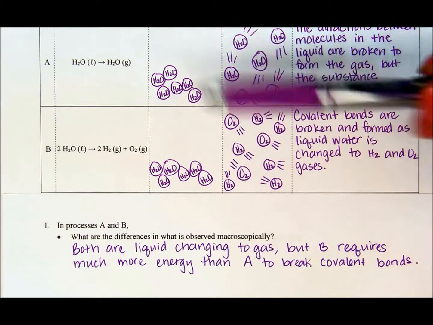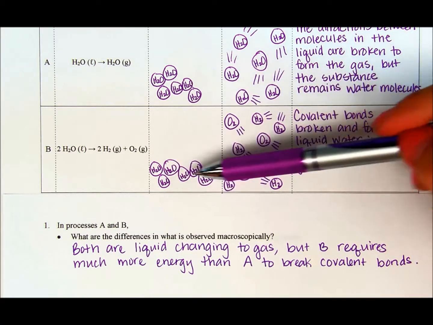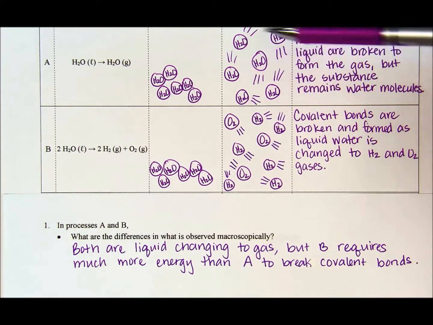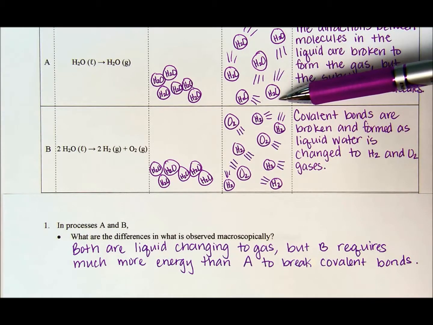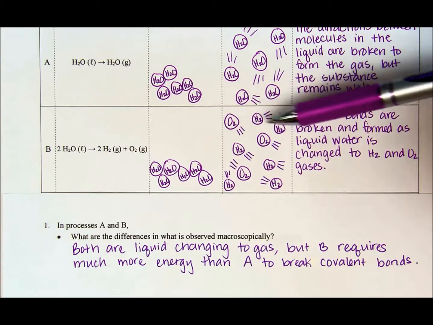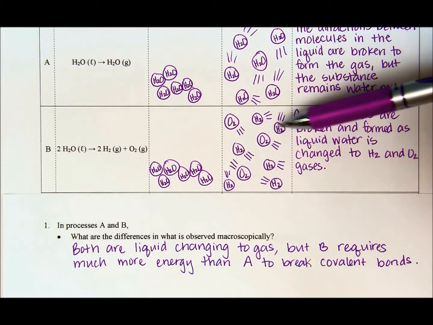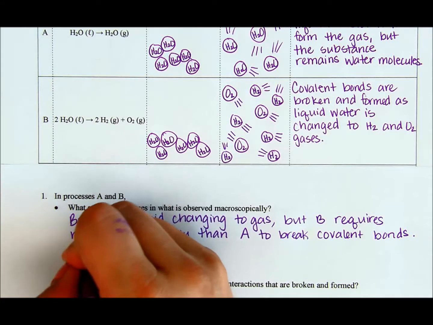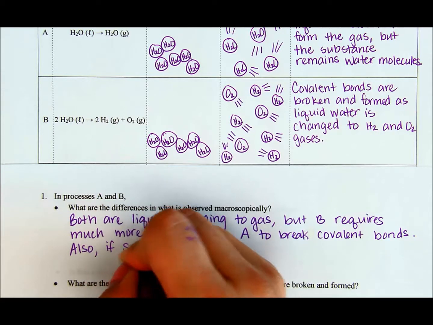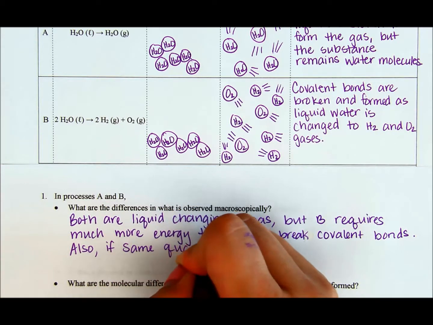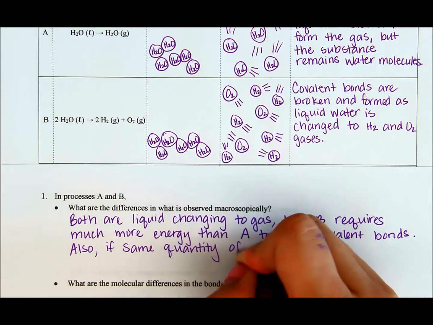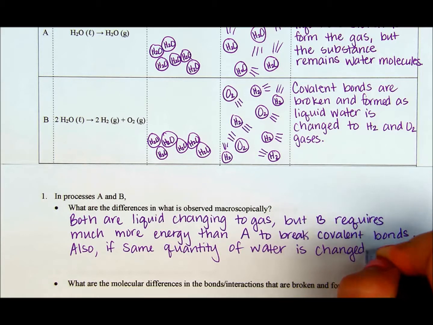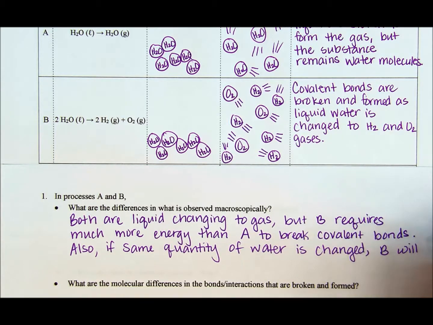Also, if we have the same quantity of water, so here I had, let's just say, 6 moles of H2O. So if we break the 6 moles of H2O, we'll notice here that we have 6 moles of H2O still when we just go from liquid to gas. But when we're breaking apart the hydrogen and the oxygen, we have 50% more moles. We have 1, 2, 3, 4, 5, 6, 7, 8, 9 now, 50% more moles. So I'm also going to go ahead and write that. Also, if the same quantity of water is changed, B will produce 50% more moles of gas than A.